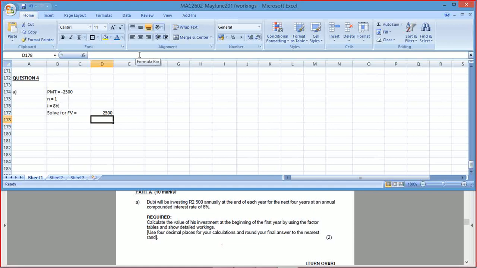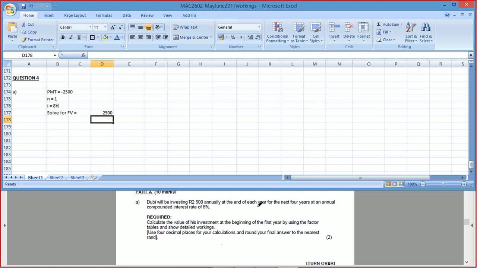Why? Because that's when you actually make the payment. So the value of the investment would actually be 0 until you've actually deposited or invested something. And if you're only investing at the end of every year, well then your investment will only grow at the end of every year. So I don't even know why you had to use the factor tables there either. It's 2 marks. It was actually common sense if you think about it. Calculate the value of his investment at the beginning of the first year.